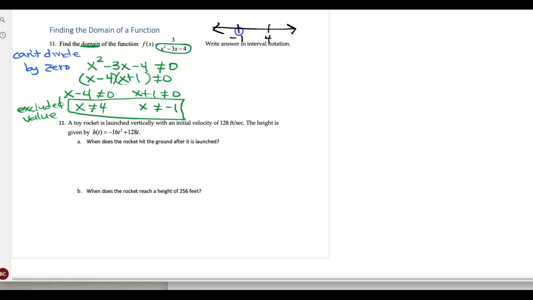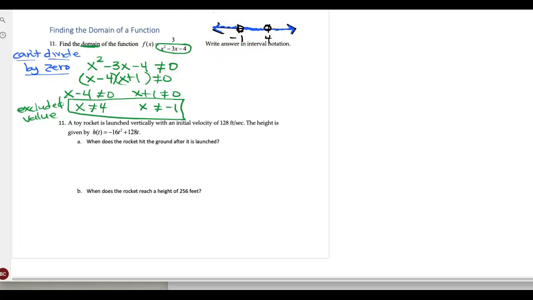And we're saying it can't be -1, so there's like a hole in the graph there, and it can't be +4, so there's a hole in the graph there. But it can be everything smaller than -1. It can be the stuff between -1 and 4, or it can be the stuff bigger than 4. It just can't be those two values. Why can't it be those two values? Those are the two that would make us divide by 0, and we can't divide by 0.